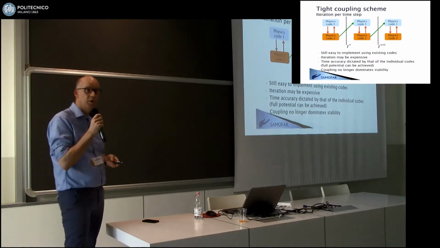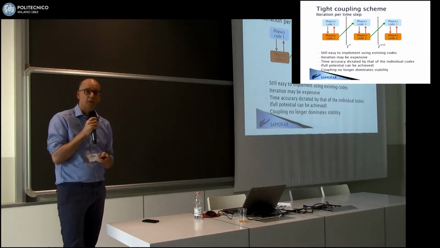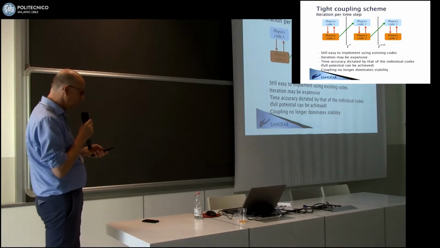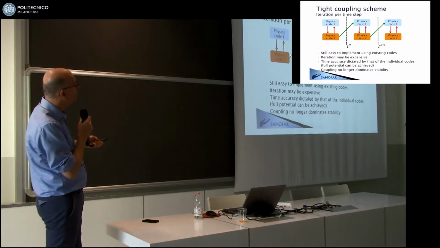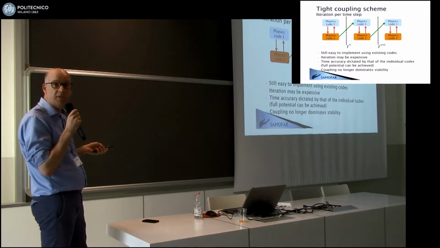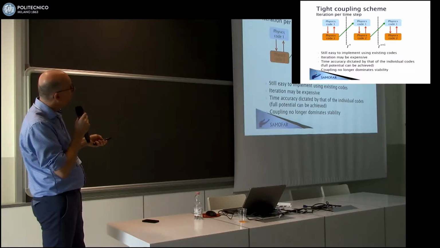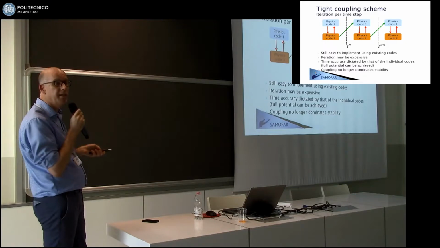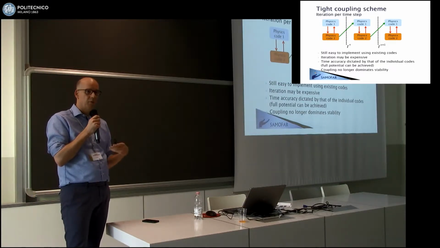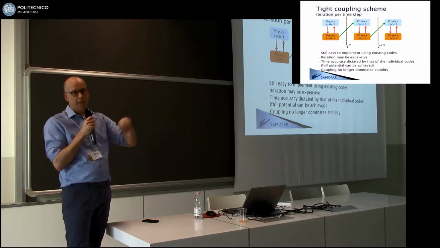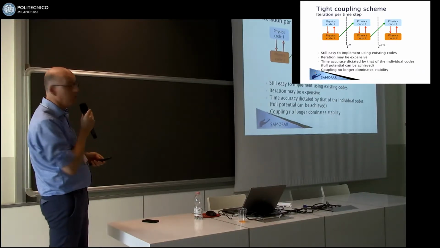So our more different scheme is tight coupling. It's really not all that different. What you do is you iterate in a time step. So you go back and forth until everything is converged. You step onto the next time step and you start iterating again. And that's the only difference. So you really converge out all the nonlinearities and then you move on. And this is called tight coupling.